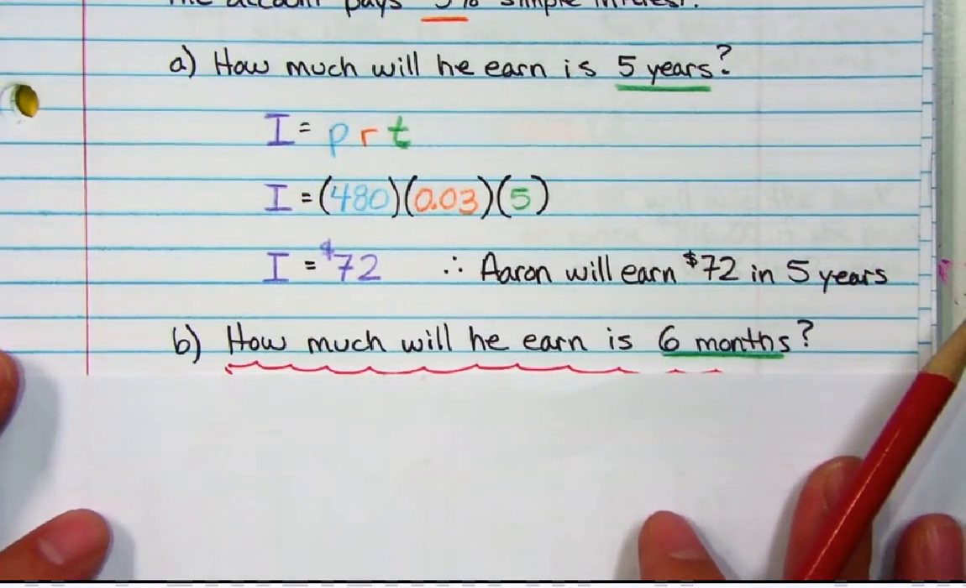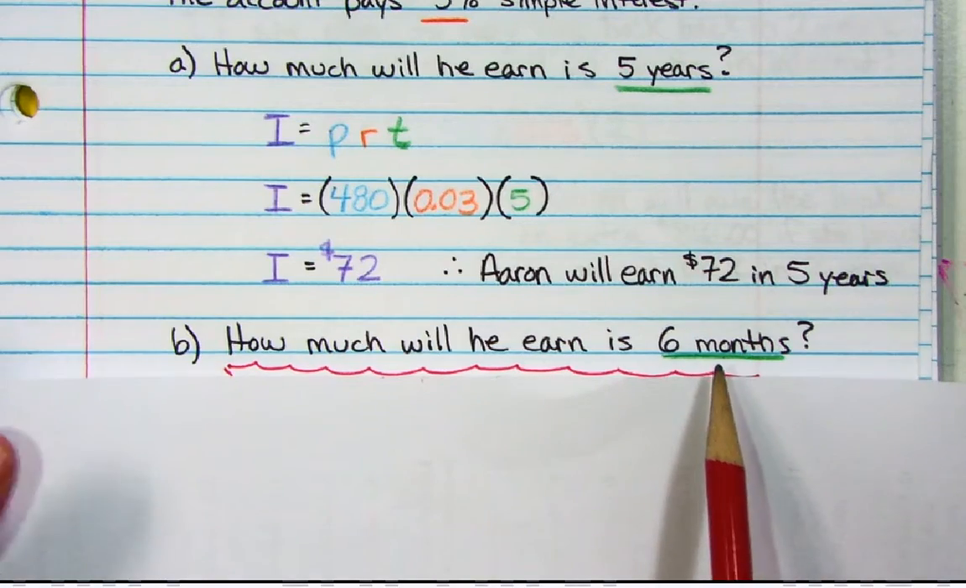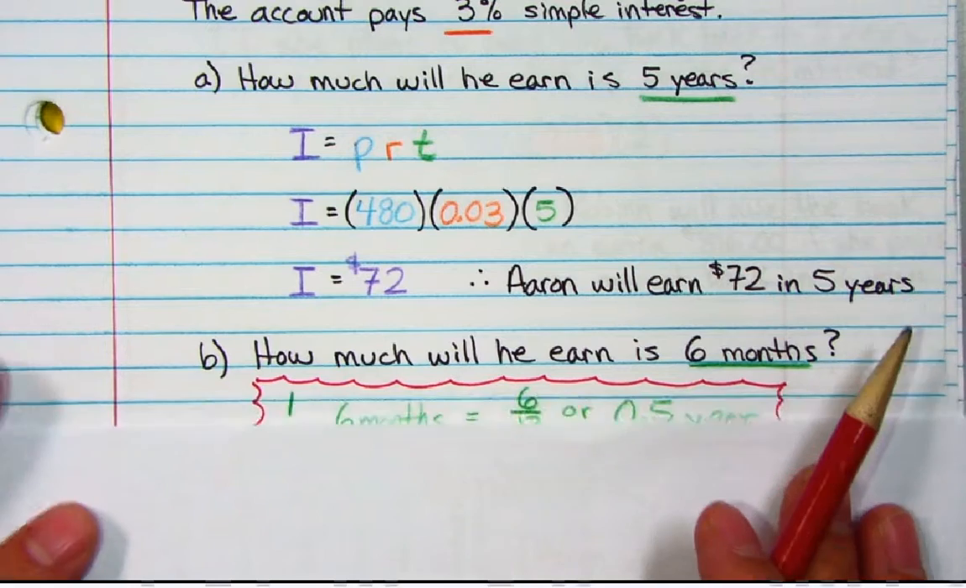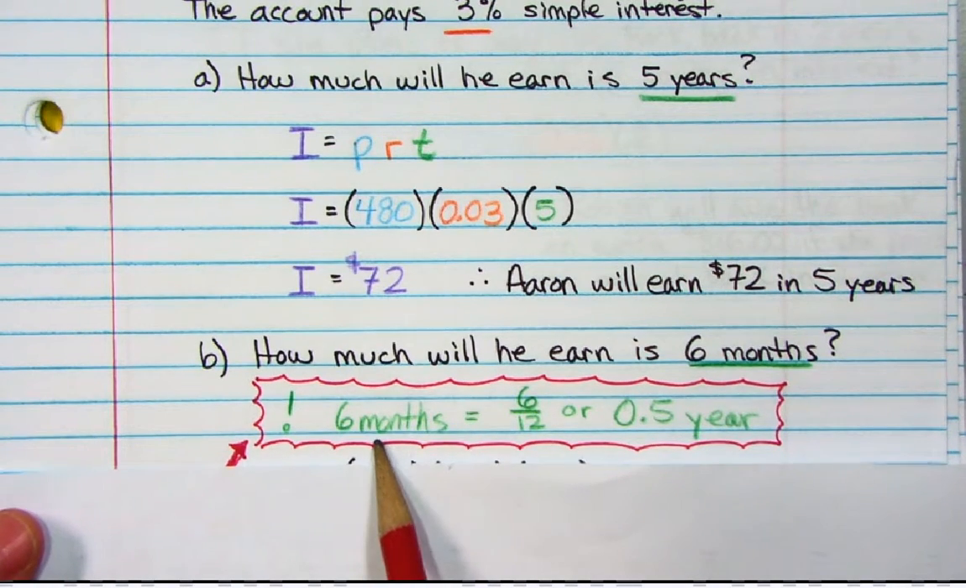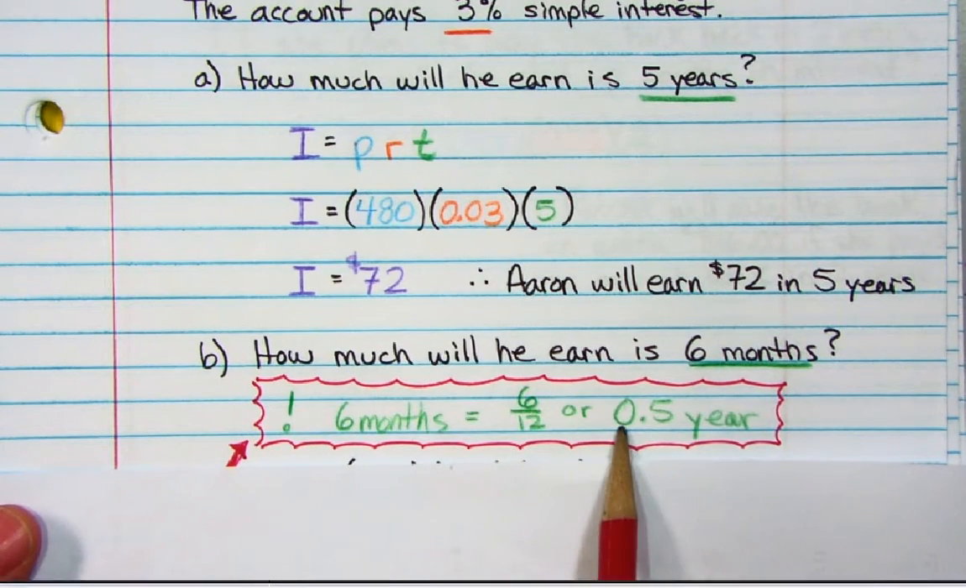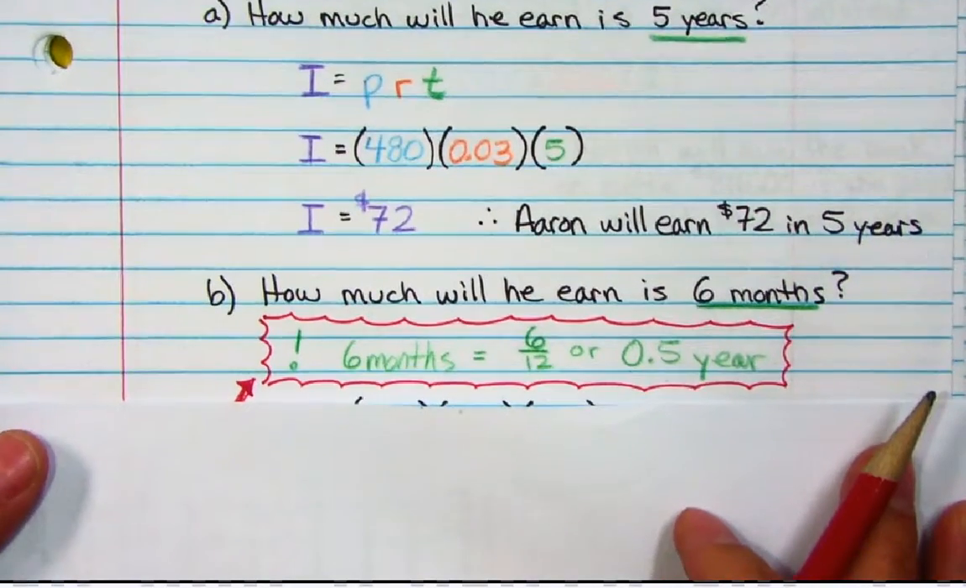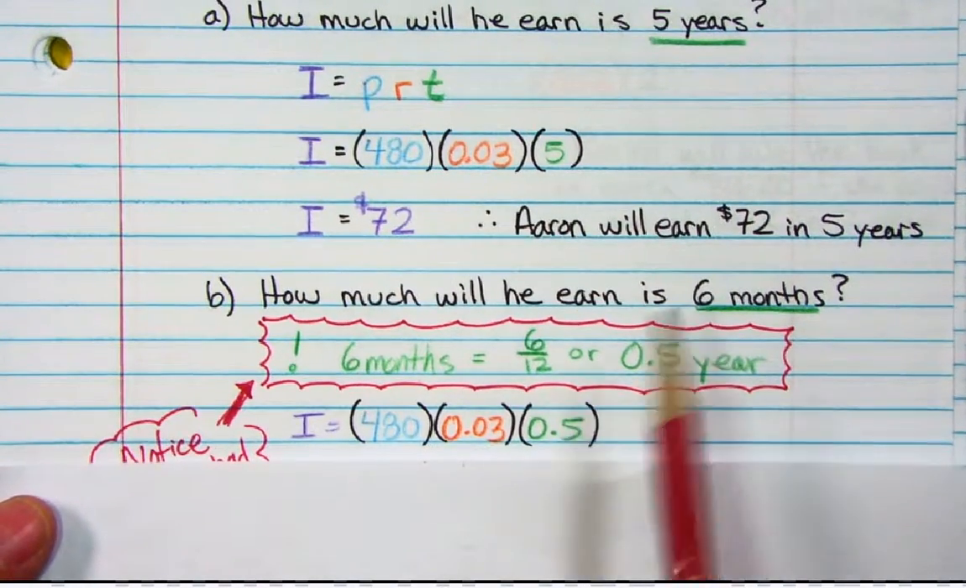All right, so how much is he going to earn in 6 months? Whoa. He wants to pull out his money in 6 months? This guy, sheesh. All right, let's find out. Well, it's really important to know that 6 months is only half a year, 0.5 years. 6 divided by 12 gives you 0.5. That's how I come up with that. All right, so now my new numbers are a little bit different.